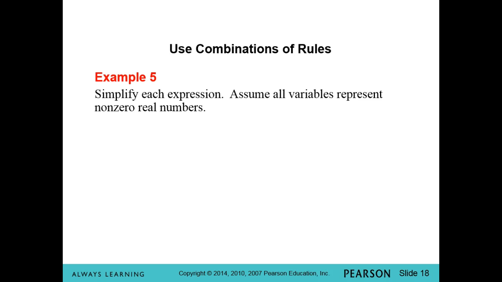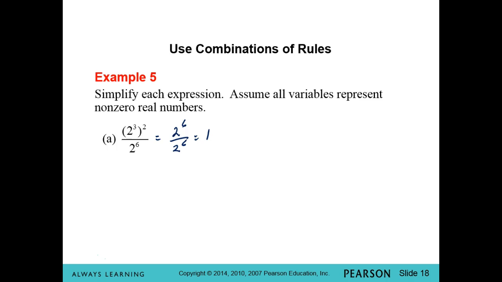So example 5 is going to use a combination of the rules. Simplify each expression, assume all variables represent non-zero real numbers. What in the world then would be 2 cubed raised to the second power divided by 2 to the 6th? What's 2 cubed to the second power? What does that be? 2 to the 6th. Divided by 2 to the 6 is 1. Yes, very good. You can get that a variety of ways.